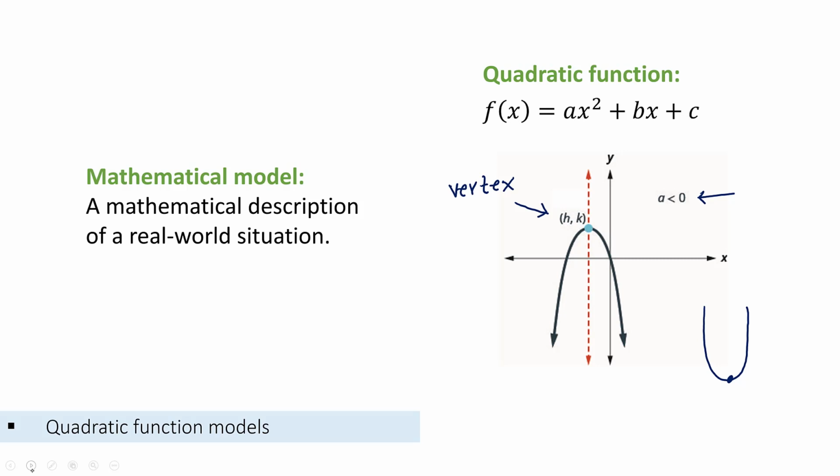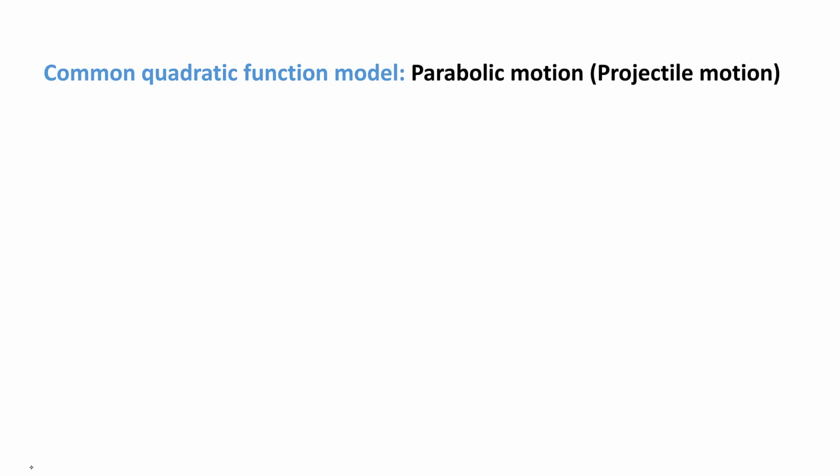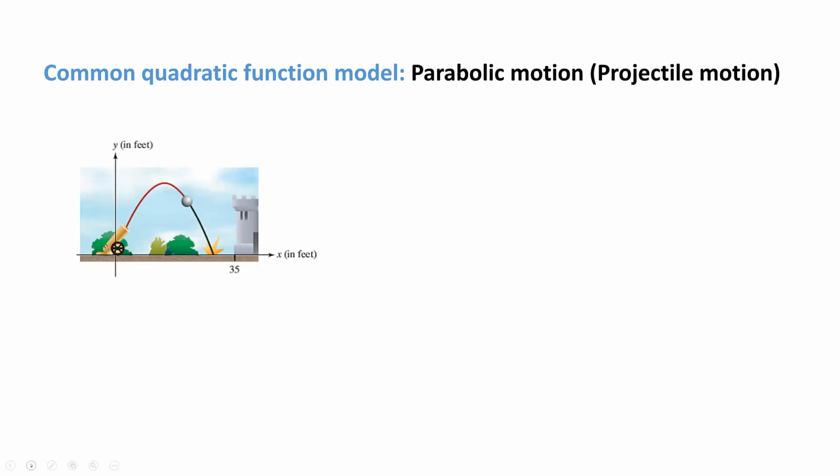Let's see a very important example. The parabolic motion or projectile motion. This is the most common application of quadratic functions. You have probably already seen this in your physics class. Every time that you throw something up in the air, the path that it follows is a parabolic trajectory. It forms a parabola. This happens with any object.